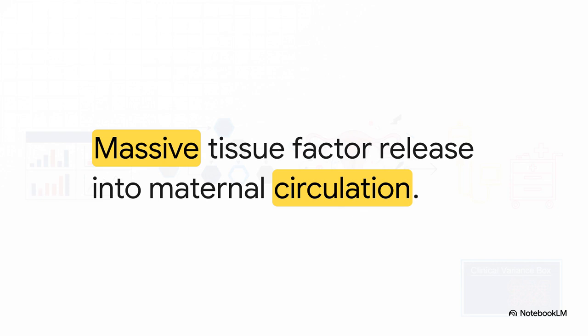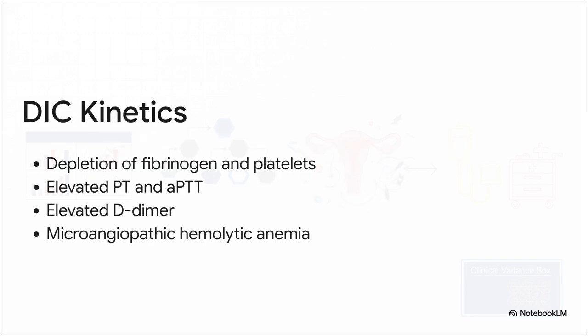When that placenta violently shears off, it doesn't just bleed. It literally dumps massive amounts of tissue factor, or thromboplastin, directly into the maternal systemic circulation. And that is a potent procoagulant. That tissue factor? It triggers disseminated intravascular coagulation, or DIC. This consumptive coagulopathy operates with terrifying kinetics.